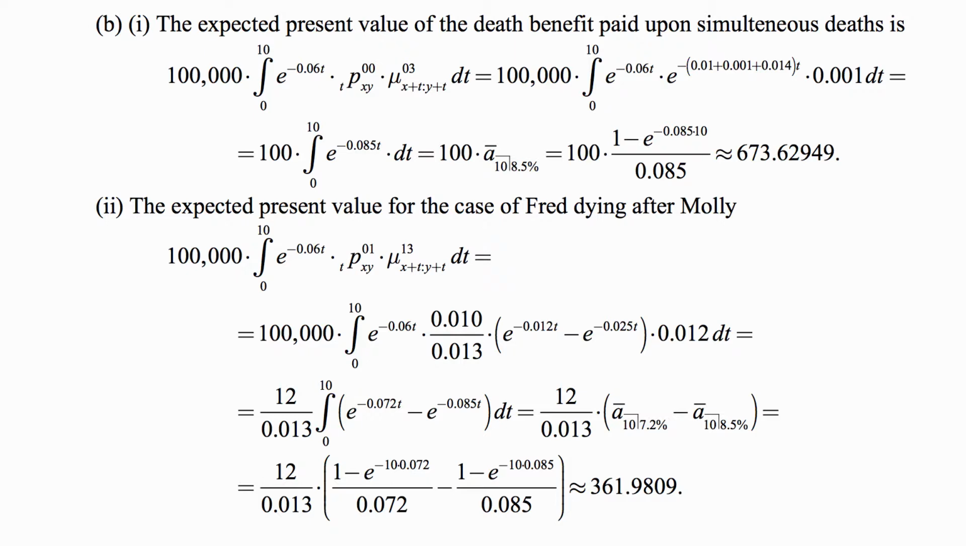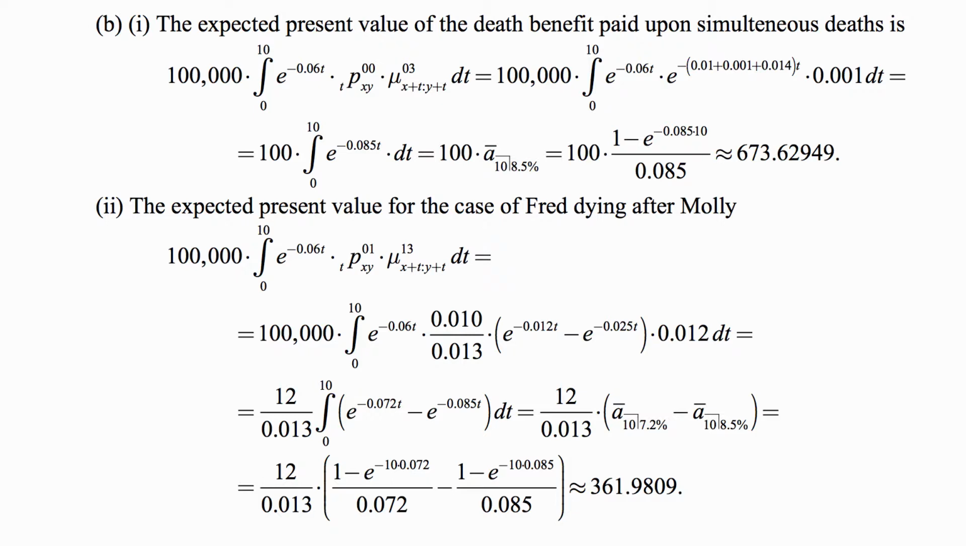And the probability of remaining is e to the minus the sum of the forces that take you out of state 0, multiplied by the length of period of time over which we're doing this. So if you multiply it all out and sort it out, this becomes just 100 times the integral from 0 to 10 of e to the minus 0.085 t dt. And that's just 100 times a-bar-angle 10 at 8.5%. So we use the a-bar-angle 10 formula. Calculated, we get approximately 673.62949.